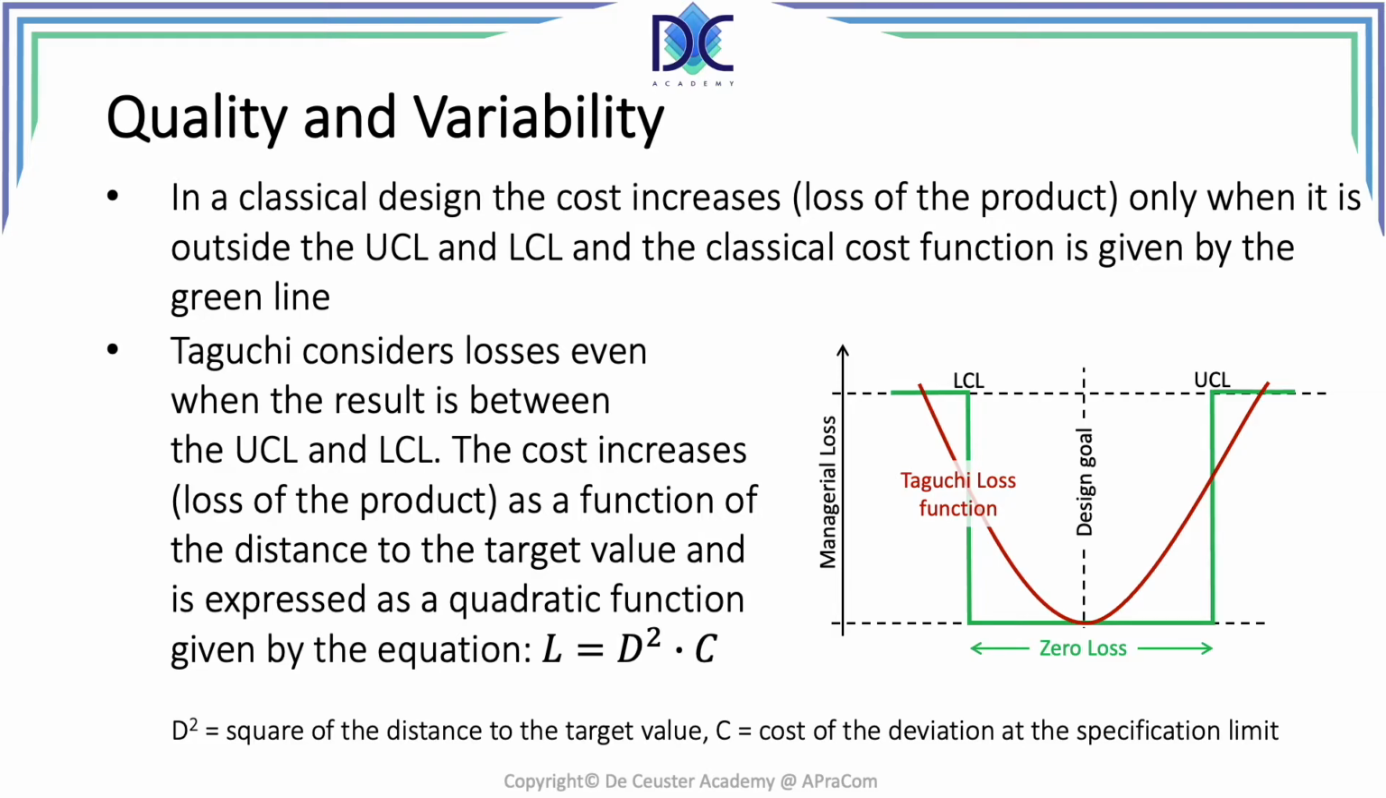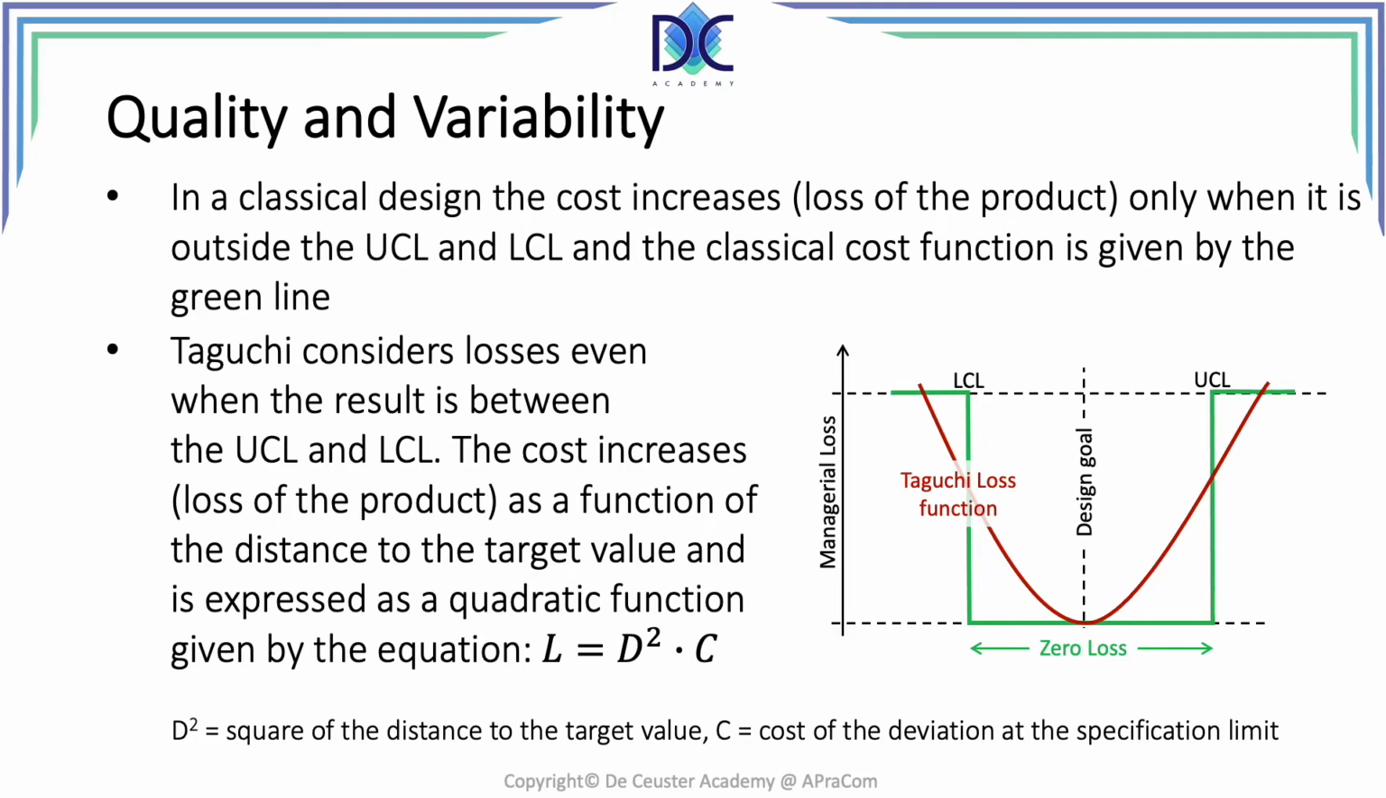Now, what do we lose at the specification limit? Well, that's the value C. So the moment we reach LCL or UCL, that's the maximum loss that we have, and that's what we have to determine.